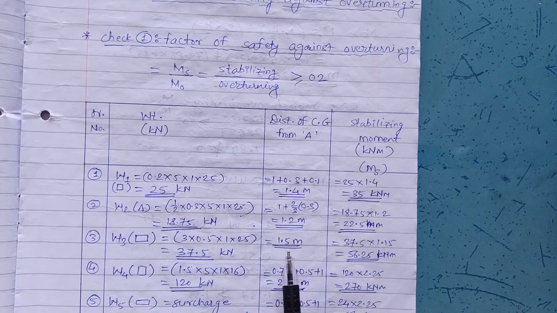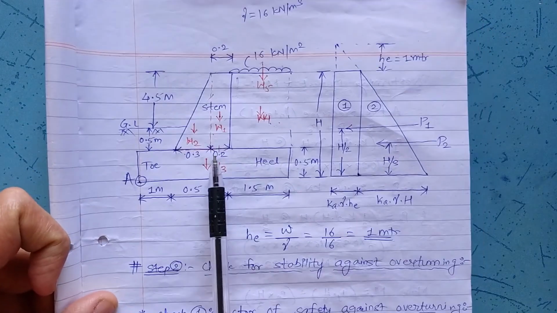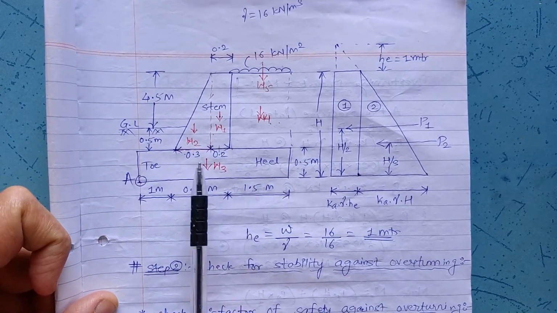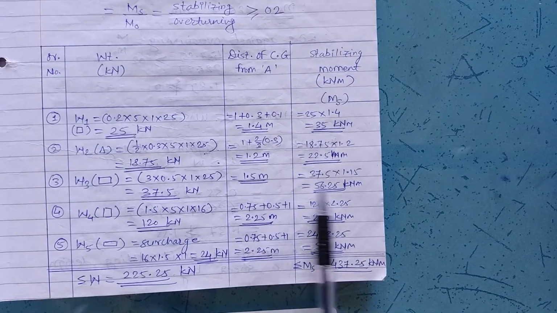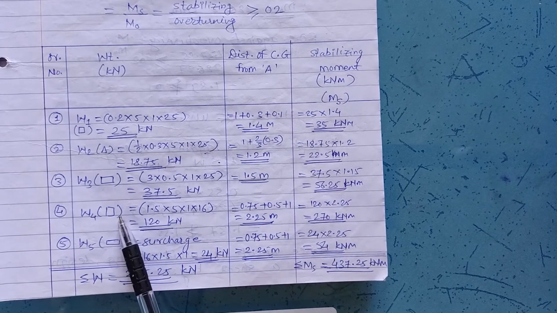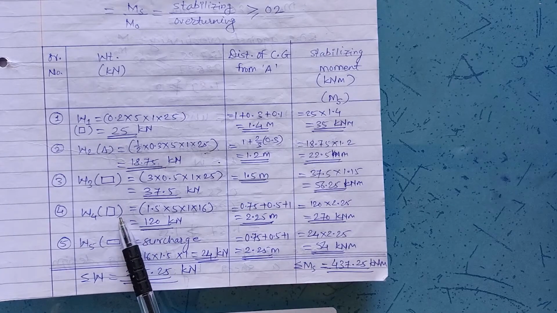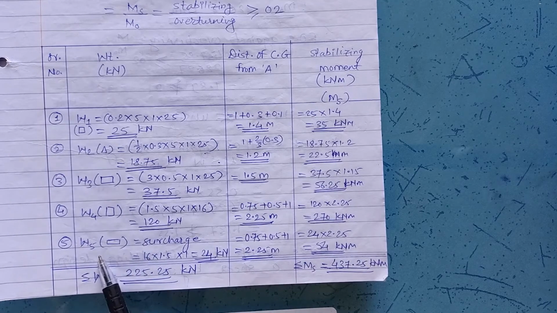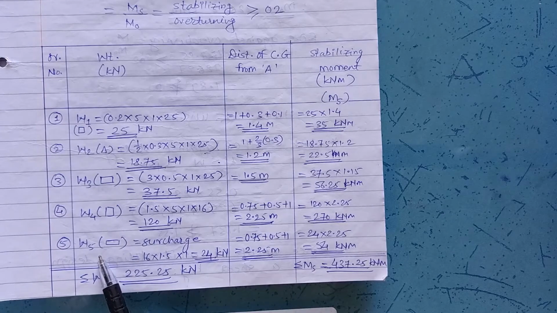Distance of CG from A is nothing but 3 divided by 2. This W3 will be acting at half the total length. The total length is 3, hence W3 will be acting at 3 by 2. Hence multiplying this W3 with the lever arm will give you the moment. Next, W4. W4 is nothing but the weight acting downwards due to the backfill, and W5 is nothing but the weight acting downwards due to the surcharge.